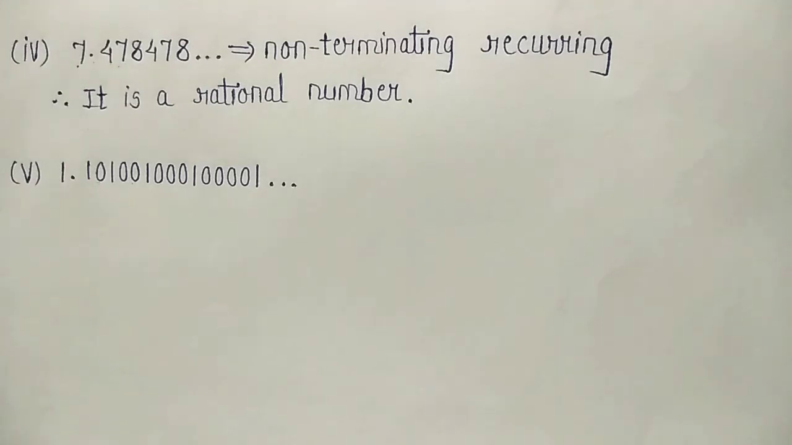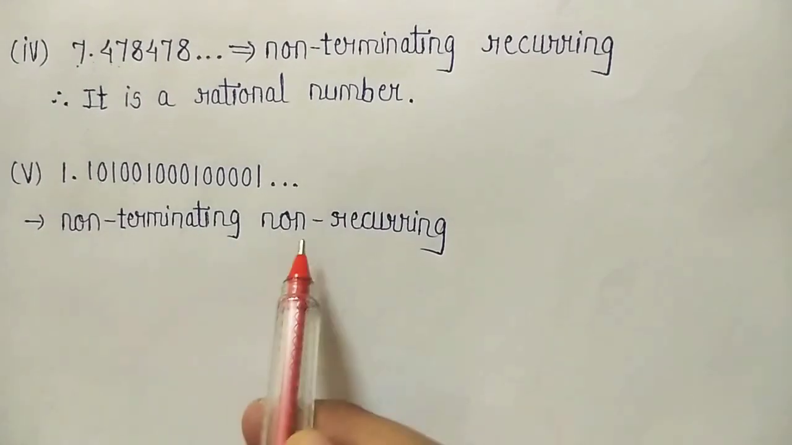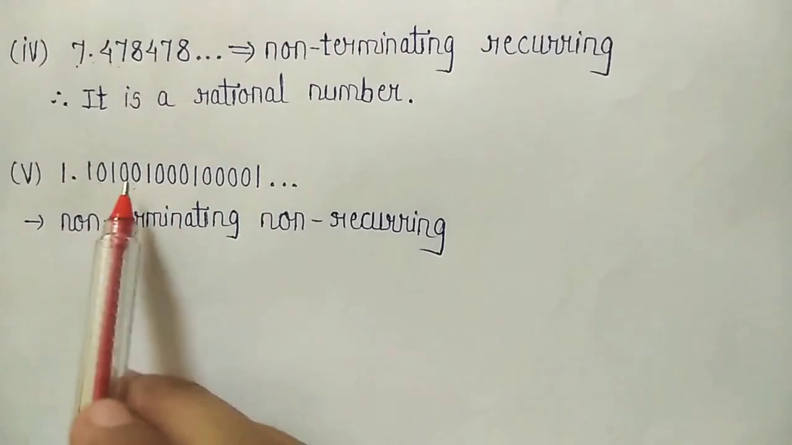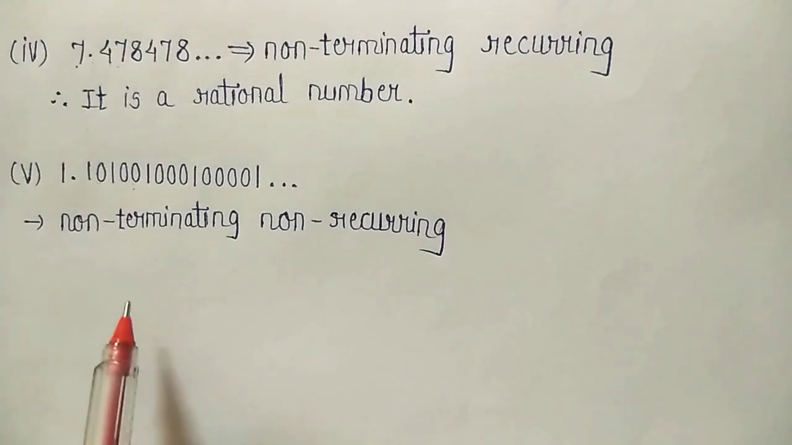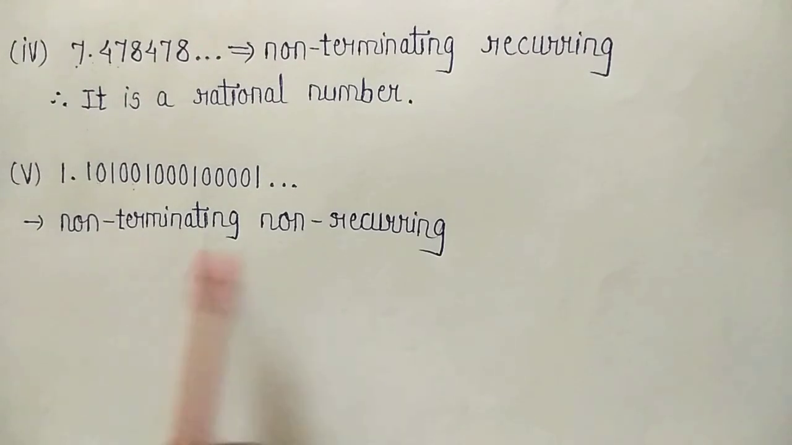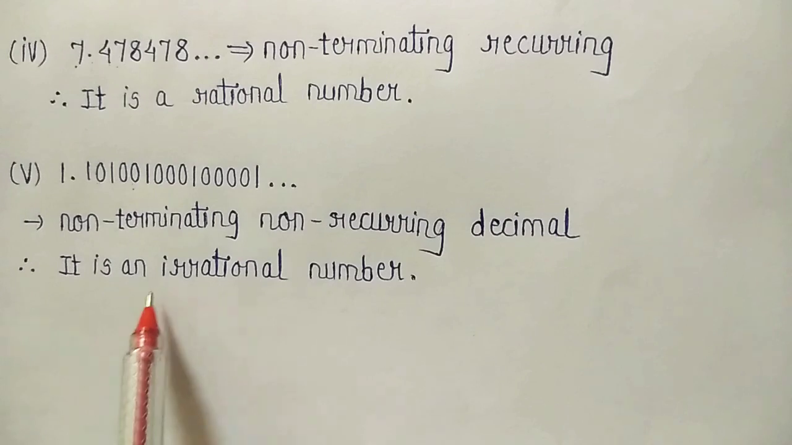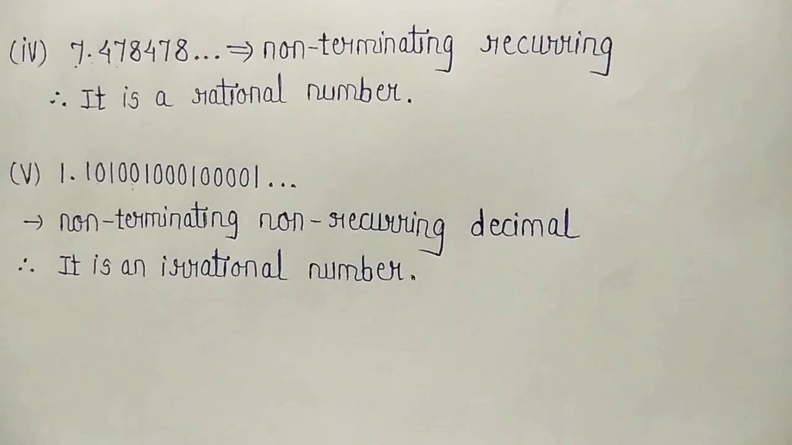So this decimal expansion is non-terminating, non-recurring. It is not terminated and the digits are not repeating. And we know when the number has decimal expansion of non-terminating, non-recurring, it is an irrational number. So we'll write, therefore, it is an irrational number. So this is your whole question number 9.